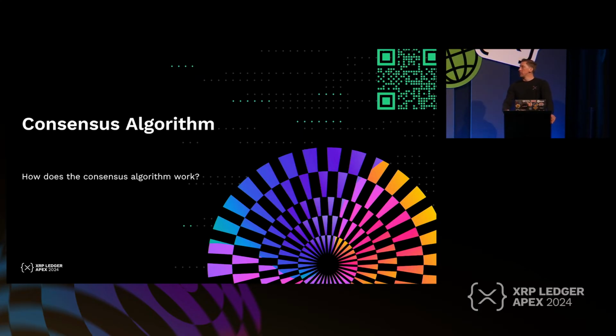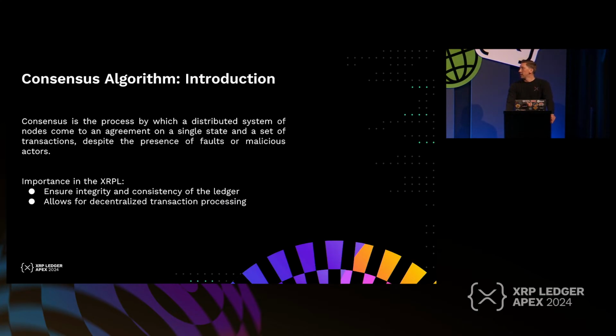So how do we achieve consensus, and how does the consensus algorithm work? Well, consensus is the backbone of the XRPL, and it is the process which enables us to process these transactions in a distributed manner without the need of a central party. Its importance in the XRPL is that it ensures the integrity and consistency of the ledger.